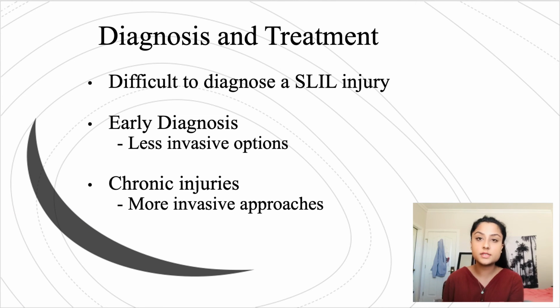Early diagnosis is crucial, but it's difficult to diagnose. Weakness during gripping is a common symptom of a chronic injury. If diagnosed early, less invasive surgical approaches can be taken and non-surgical options can be explored. But if the injury becomes chronic, more invasive surgical approaches will be taken with worse functional outcomes.